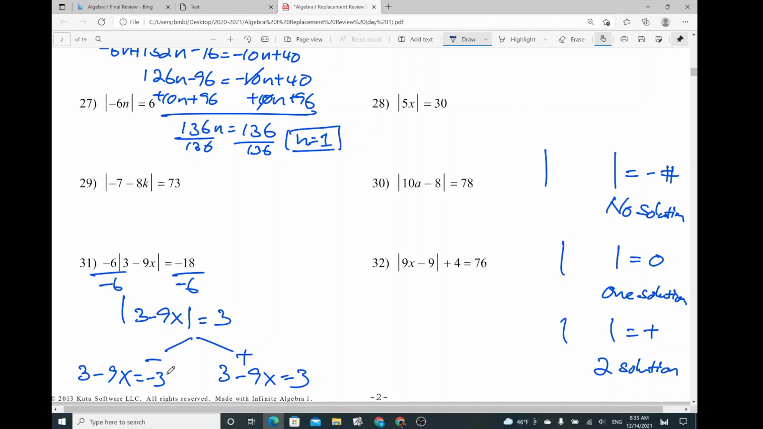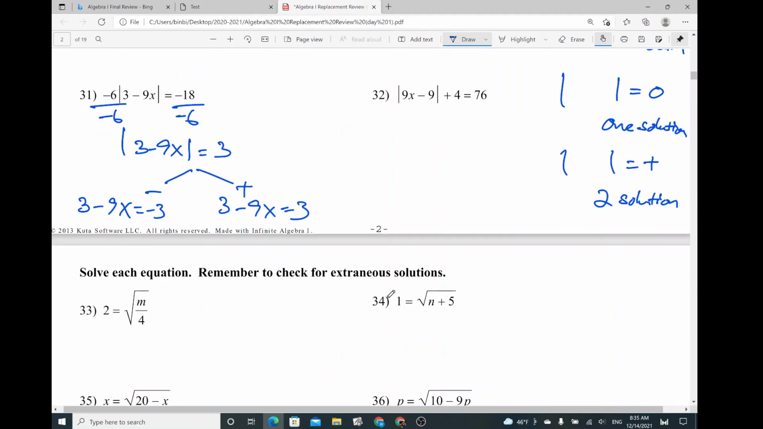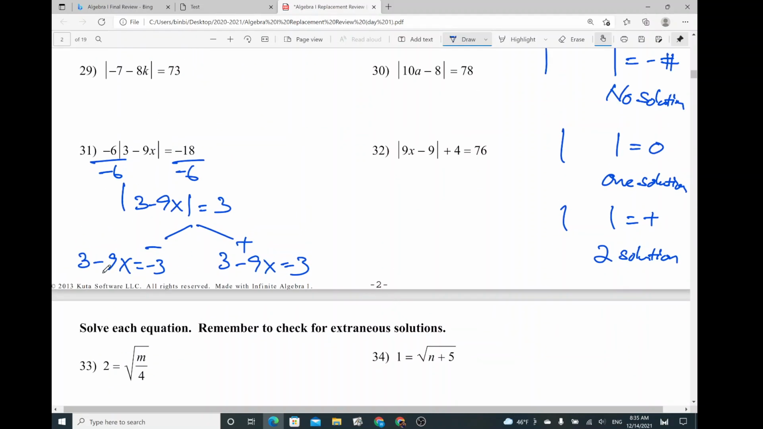And then for the rest of this, we just want to solve for x. So for the negative, 3 minus 9x equals negative 3. Subtract 3 from both sides, so we got negative 6. Divide by negative 9. So we got x equals, dividing by 3 top and bottom to reduce, 2 over 3. Okay, so that would be the negative case solution.